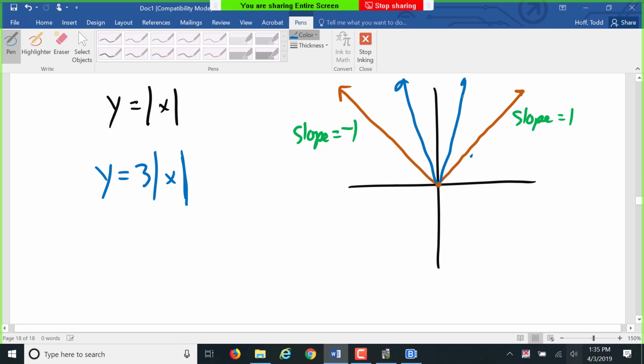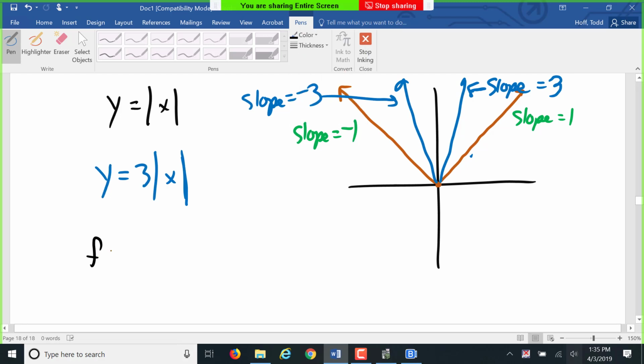It's going to look something like this. What do you think the slope of this side is going to be? Well, instead of 1, it's going to have a slope of 3. And how about this side? Negative 3. Very good.